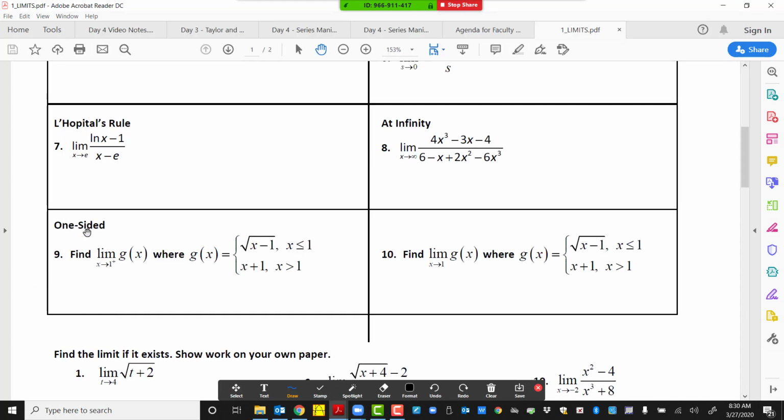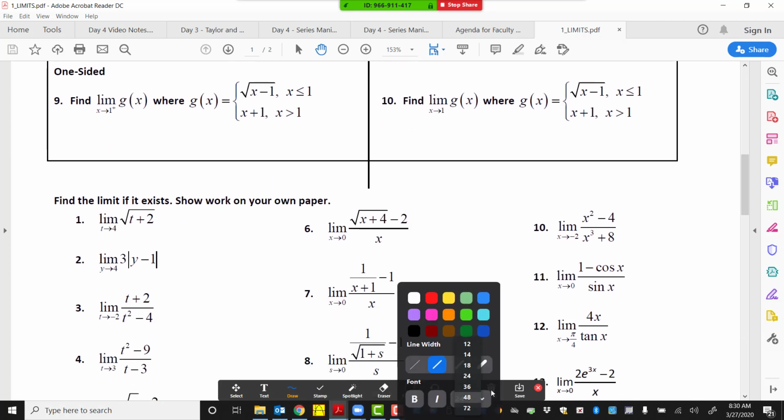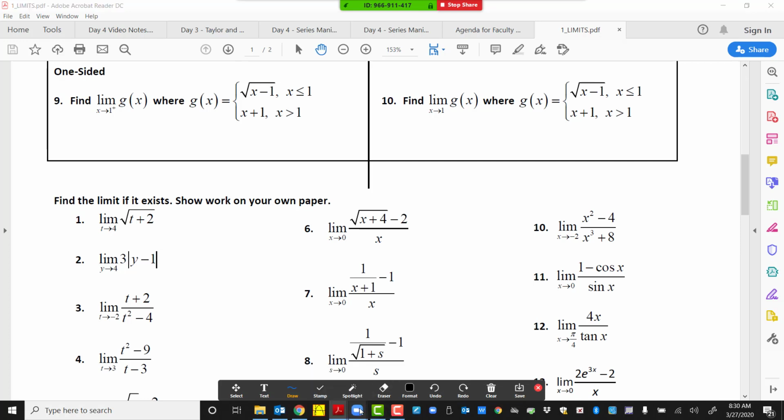Okay? We have limits at infinity. All right? We just did that. So the last thing we have is one-sided limits. Okay? Both of these are one-sided limits. We're going to look at both of them. And then I'll let y'all just work on the practice.